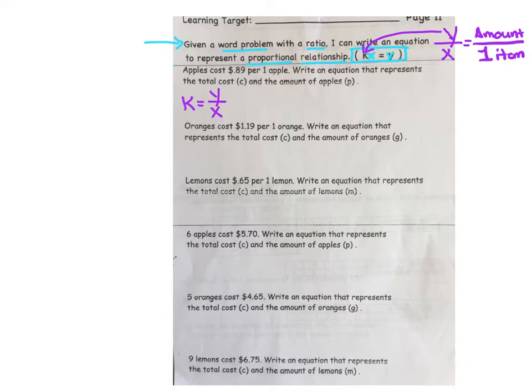Let's take a look at our very first problem. Apples cost 89 cents per one apple. Now that's a ratio, and it happens to be a unit rate ratio. So we can set it up as 89 cents on top, so we're putting our dollar figure on top, and our item is one apple. Please take down these notes. The good news is that is a unit rate.